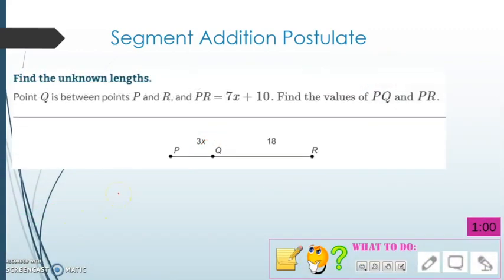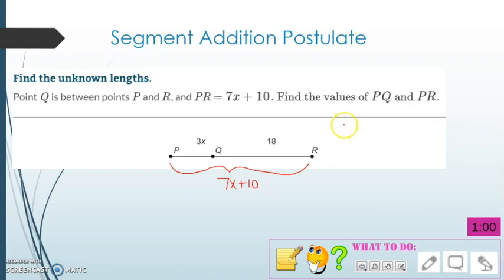Okay, so here we have a little bit more challenging of a problem. Point Q is between points P and R. PR is 7x plus 10. Find the values of PQ and PR. PR is the length of the whole segment, and we are given the expression 7x plus 10 to represent it.